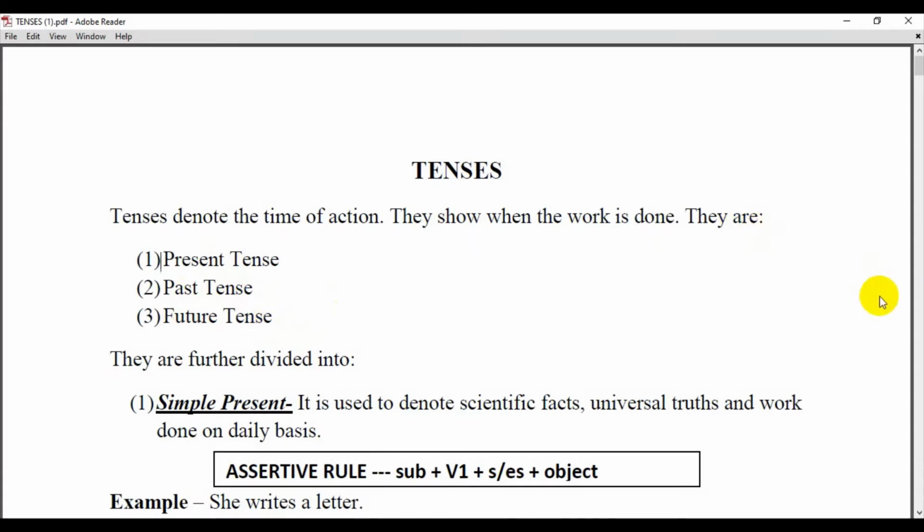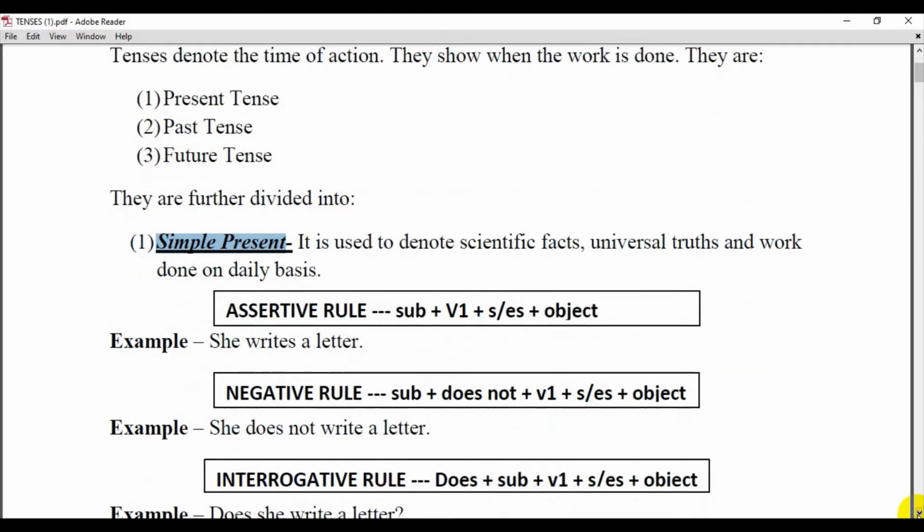Okay, so here for example, the simple present, which is the most general tense that we use to talk about things in general, and we use it to talk about habits and things in general. So it is used to denote scientific facts. For example, when we talk about a fact or facts in general, we use the simple present tense. For example, the sun rises every day. This is a fact, and we use the present simple tense.